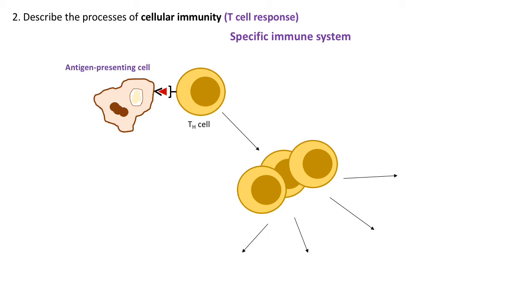Okay, so you should notice that the antigen presenting cell is the cell from the non-specific immune system, that phagocyte that had taken up the pathogen, hydrolyzed it, and then presented the antigen on its surface. So there's the connection between the non-specific immune system and the specific immune system. So here's the rest of the descriptions that you need.